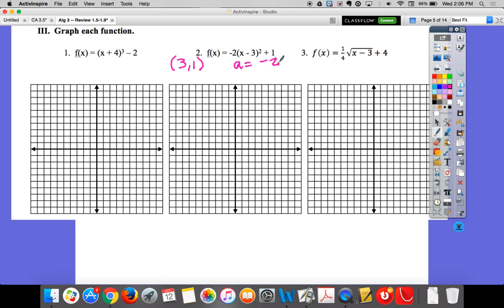Well, I'll need to know that that's -2. And then I'm going to want to know, what's your parent function? Well, your parent function on this is x squared. Then I'm going to want you to be able to graph it. So come over here to 3, 1, put yourself a dot, and use your A, down 2 over 1, down 2 over 1, because remember you've got to fit the shape of x squared. There you go. So the rest of those should work the same way.